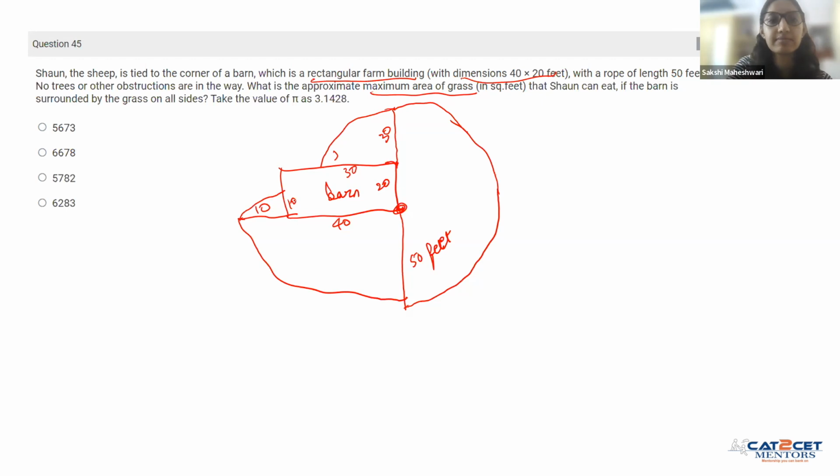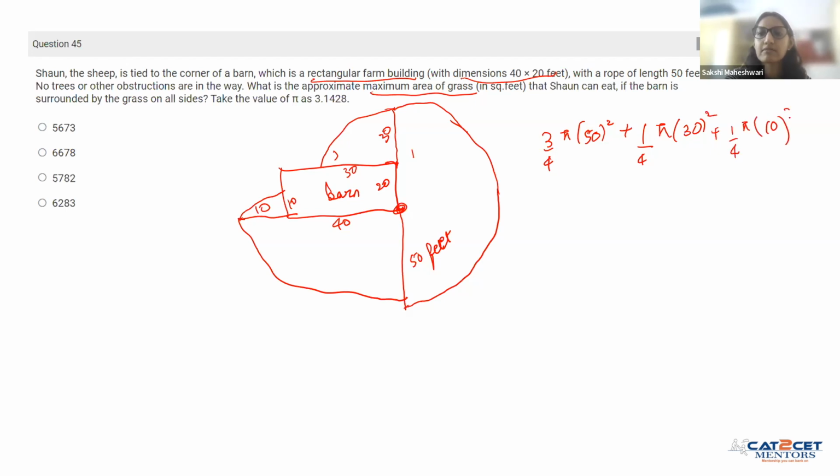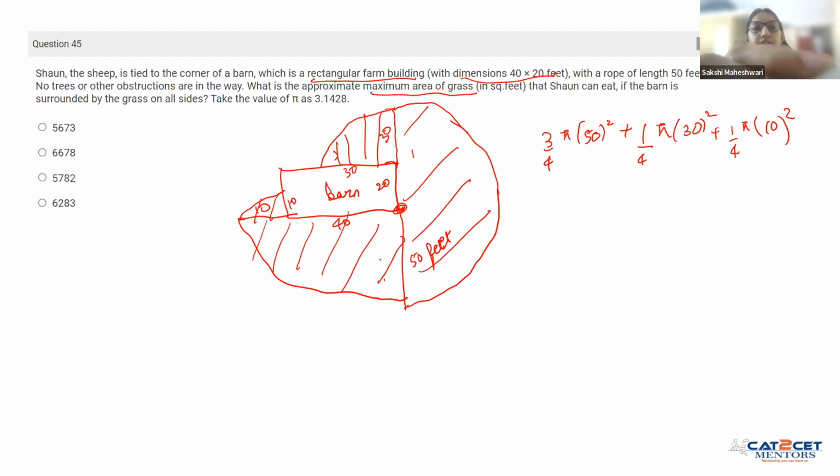So what is the approximate area of the grass? That will be 3/4 of the circle with 50 feet radius, 3/4 of pi 50 square, and 1/4 of the circle with 30 feet radius, and 1/4 of the circle with 10. Are you able to understand? This shaded area is the one which will be covered, which he can eat. You understand that this is a right angle since this is a rectangle, so this will be a quadrant. That's why I have taken it as 1/4. This is 30, this is your sector. Is it fine?